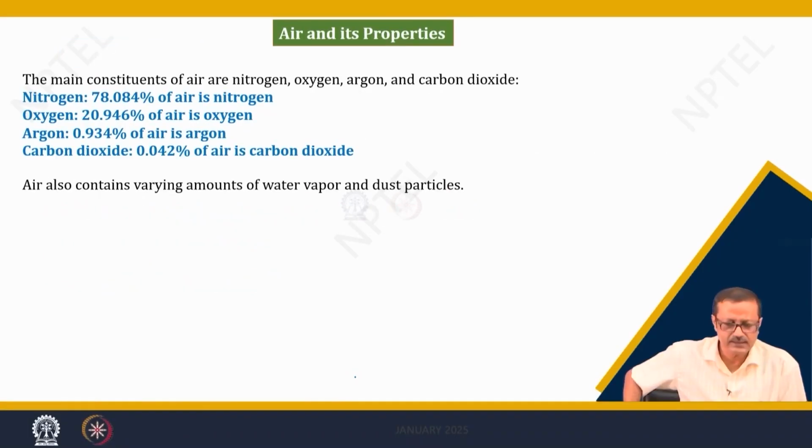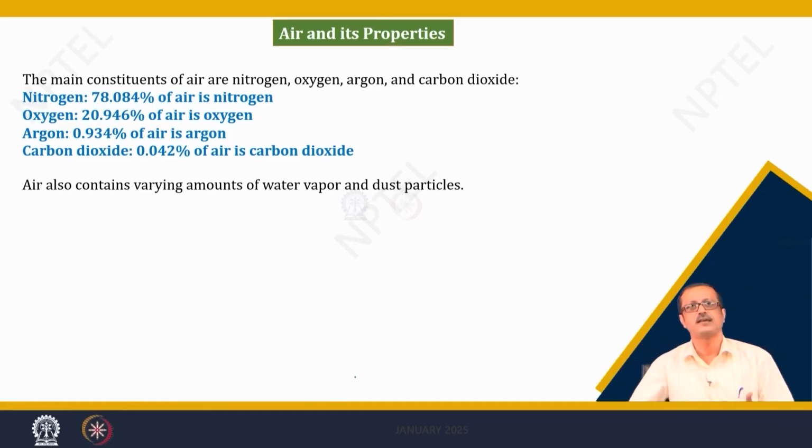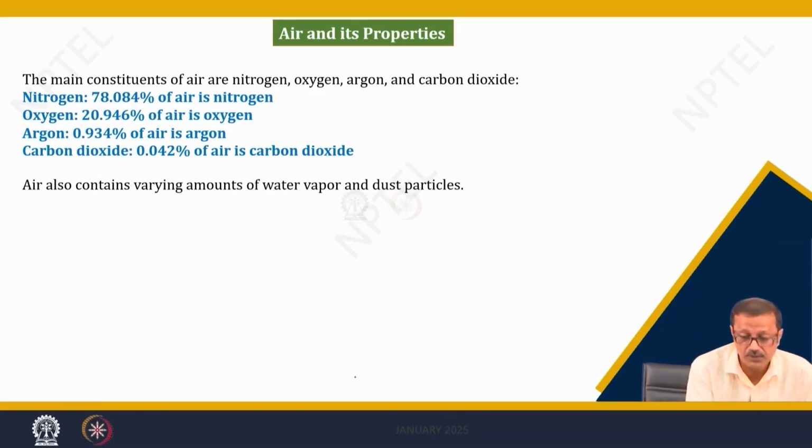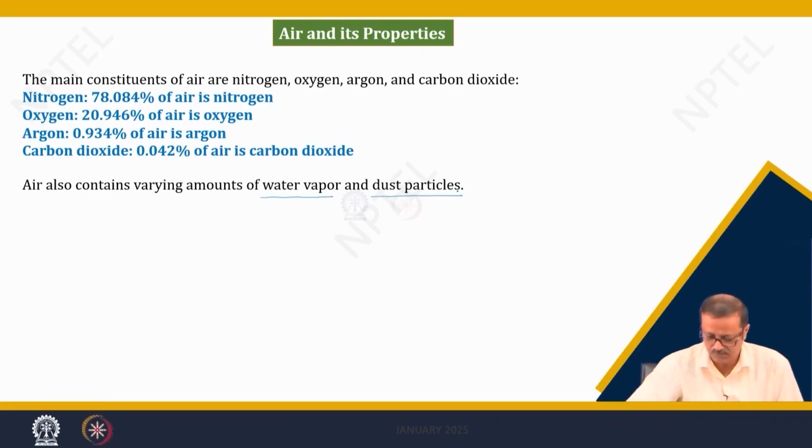So, in the air and air properties, what is air? Air is a kind of mixed gas. It has nitrogen and oxygen: almost 78% of the air is nitrogen, and 21% is oxygen. It has some amount of argon, some amount of carbon dioxide, and also some amount of water vapor and dust particles. So, these are all actually the air.